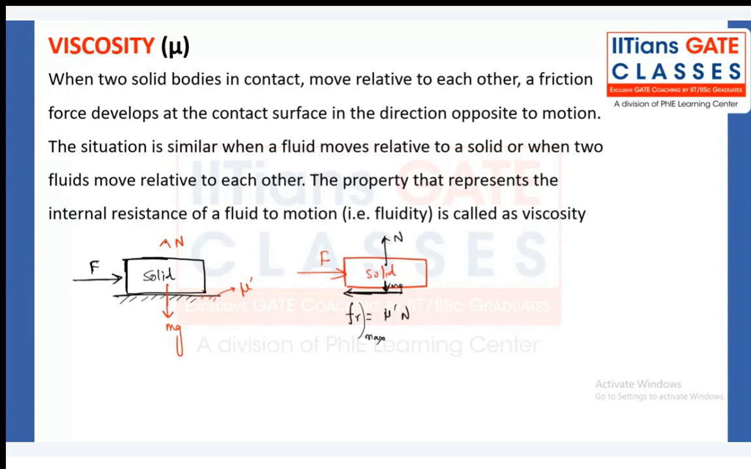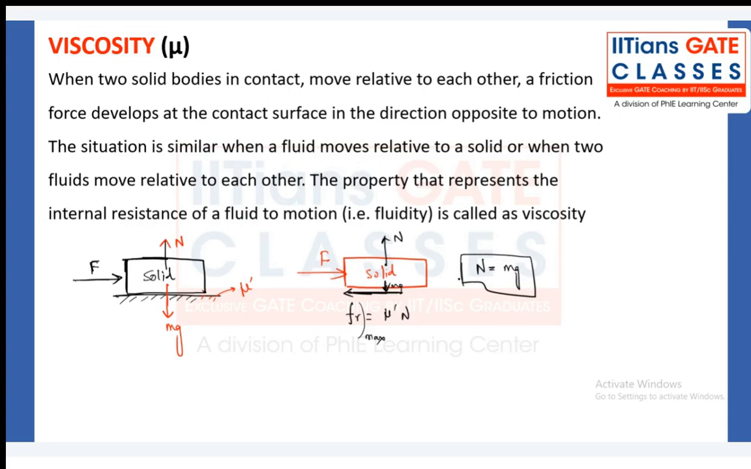If a solid object tries to move in the forward direction, the positive x direction, what is going to happen, my friend? The rough surface will offer some kind of friction force that will try to oppose the motion of the solid object, where N is nothing but mg.